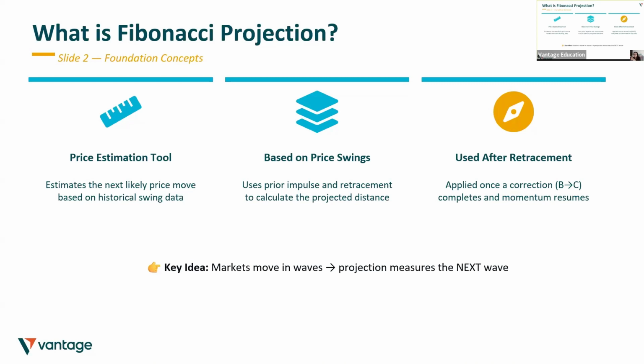Fibonacci projection is similar to Fibonacci extension. It's also for price estimation. We're going to forecast where the next likely price move is based on historical swing data. We use swing high and swing low. Here we use the prior impulse and the retracement to calculate the projected distance. We use projection after a retracement.